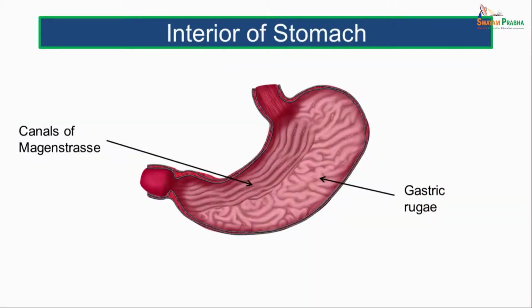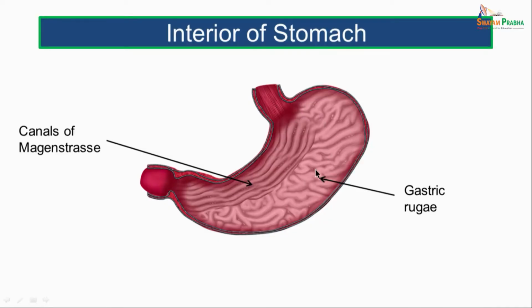Let us now see how the interior of the stomach looks. When we open up the stomach to see the interior, it shows a number of irregular mucosal folds. These irregular mucosal folds are called gastric rugae, and when we see these with a magnifying lens, we can see the minute openings of the gastric pits on the surface of these gastric rugae.